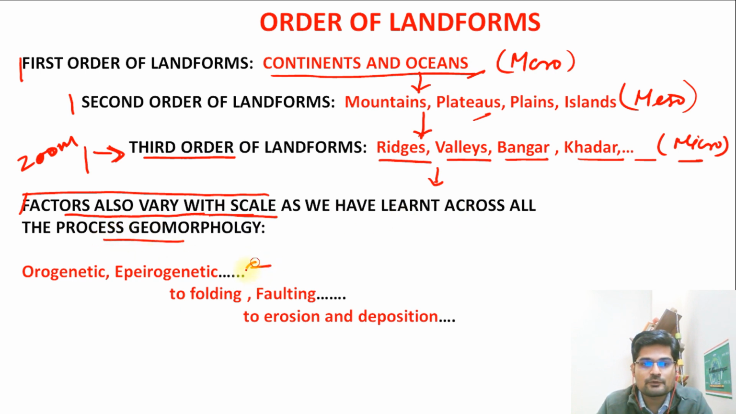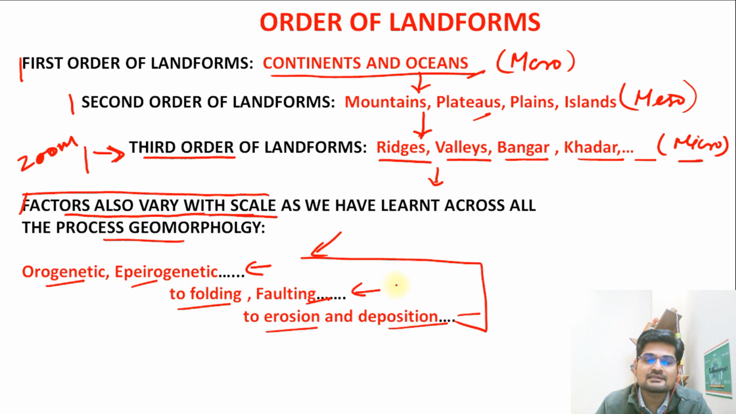So if you see macro processes like orogenetic and epirogenetic that we learned, then we saw folding and faulting at the next level, and then erosional and depositional features further. So what we see is that different factors are important at different scales, right? This is how scale is important, not just the space and time framework. So remember, whenever we are talking about factors controlling landforms, the first thing is we must discuss what order of landforms, and accordingly what is the order of process. This is how the process and form relationship becomes important whenever we are studying geomorphology.